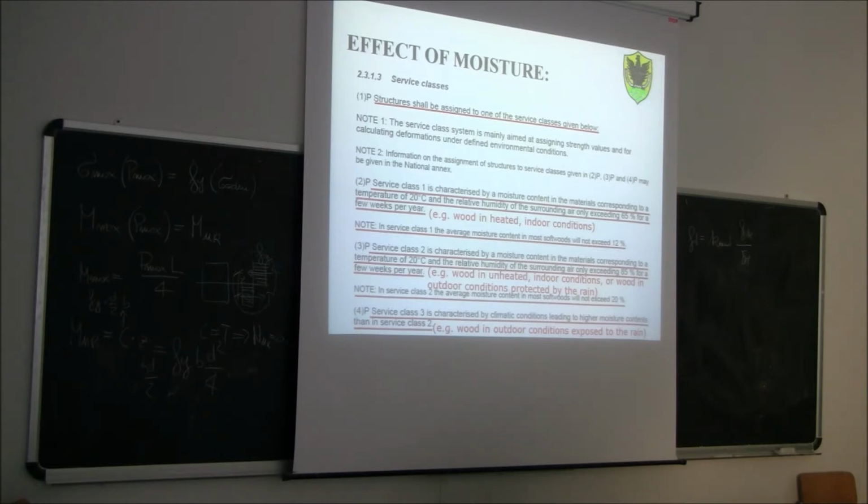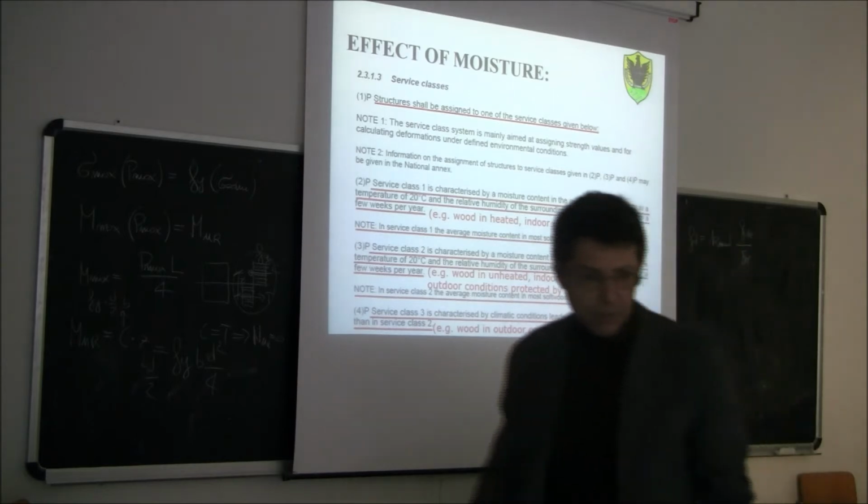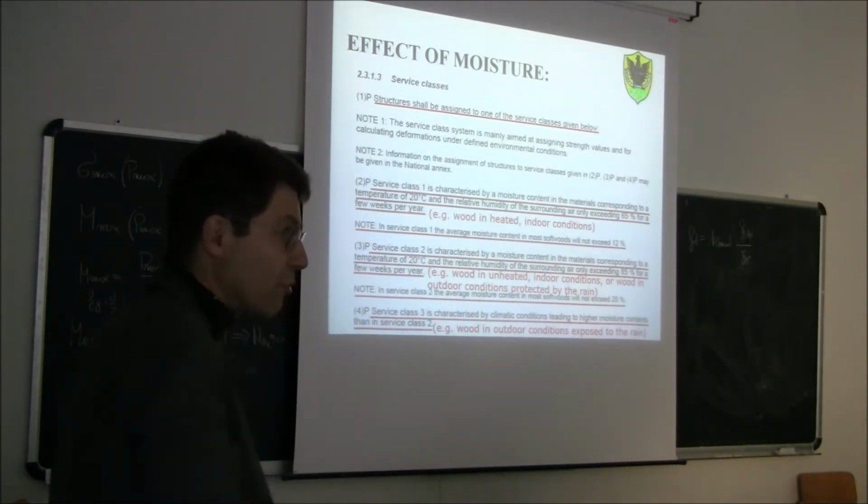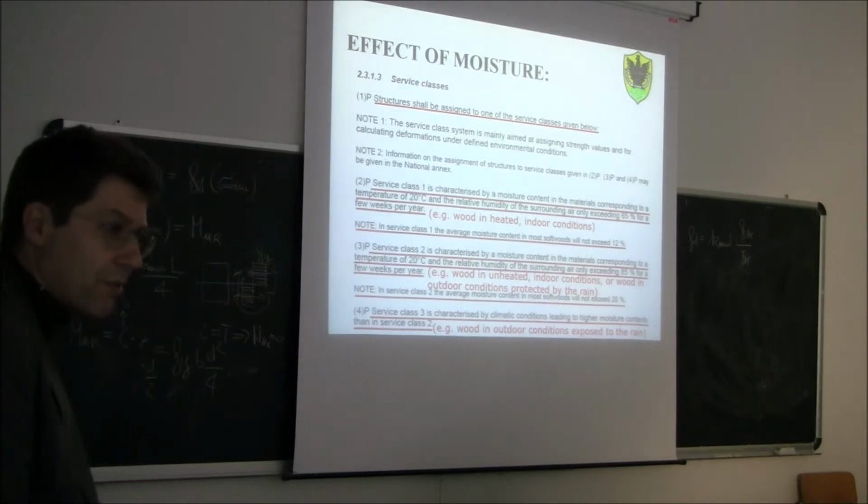Well, if you're in a sauna, the relative humidity is 100%, close to 100%. So it's clear that we are in service class 3, even if you are in indoor condition and heated. So you need to be careful. Specific environments like a sauna or like a swimming pool, then of course you need to look at the value of the moisture content you can expect, the relative humidity first, and then the moisture content you can expect in the wood. Okay? So be careful. In general, those advice are true, but not always. Depends on the condition.